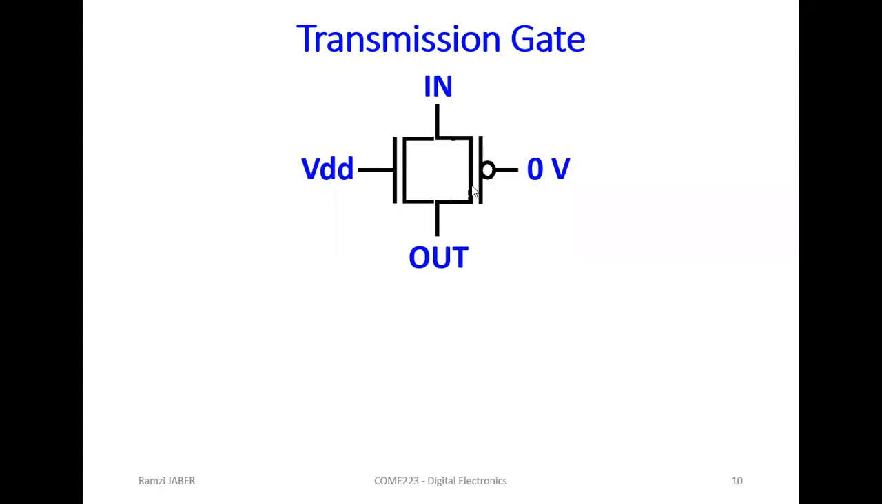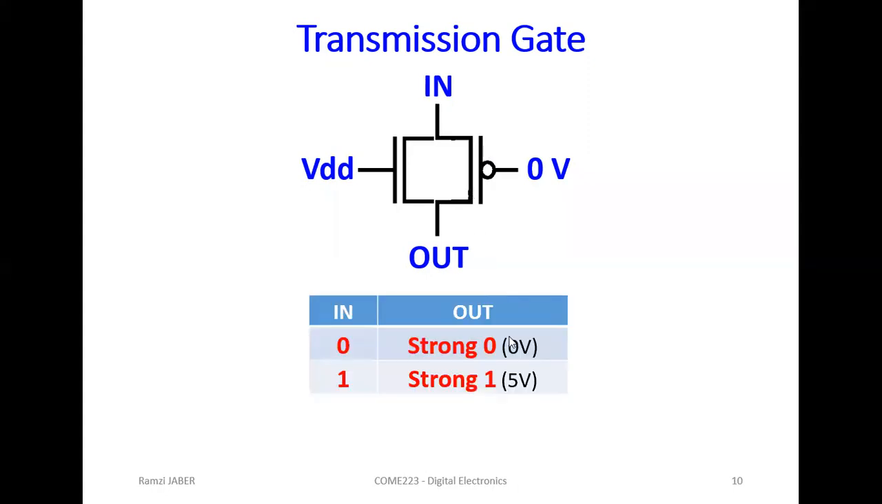Now the output will be strong. For 0, the output is strong 0. For 1, strong 1. This is the advantage of the transmission gate.